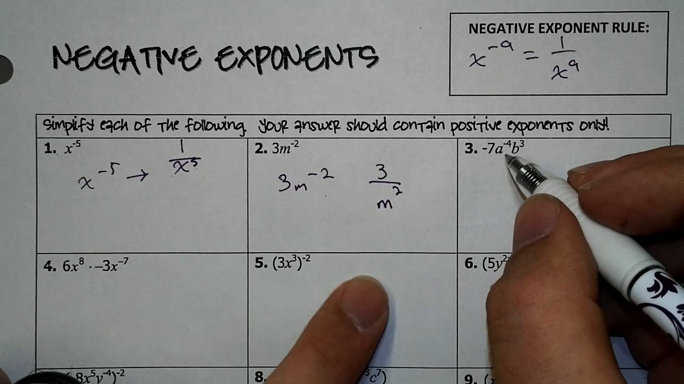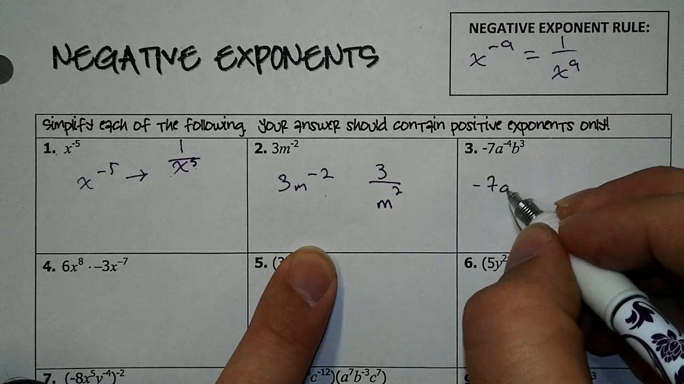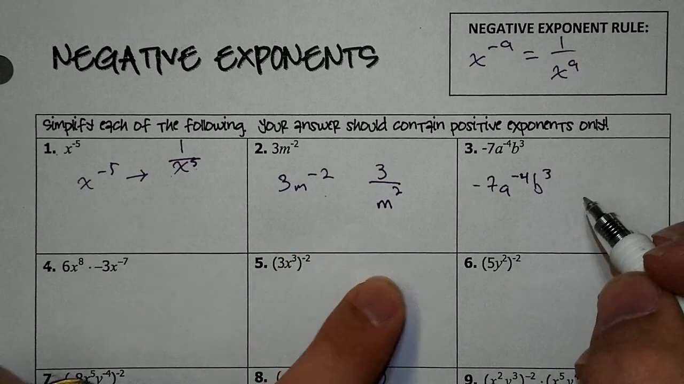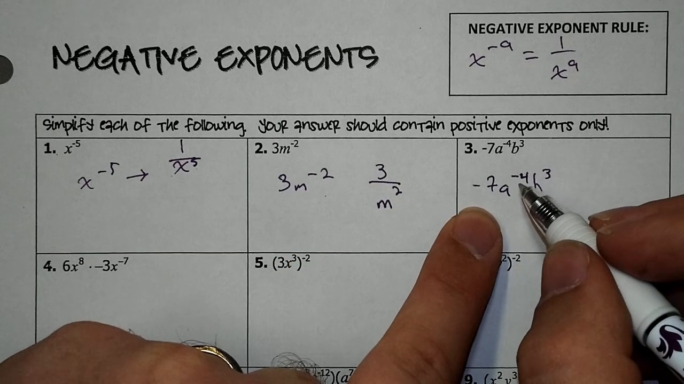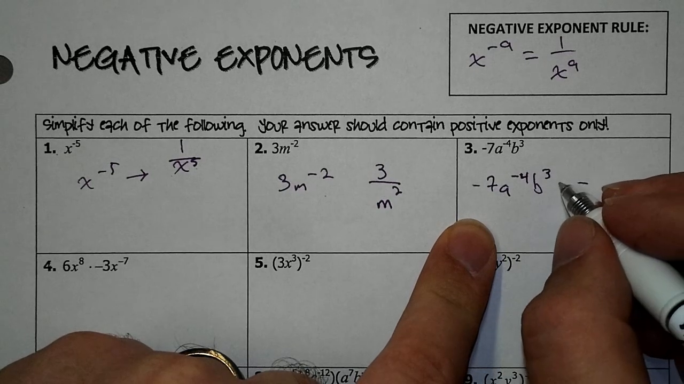Okay, so we have negative 7, a to the negative 4, and b to the third. Take this one step at a time. The only thing being raised to a negative exponent is the a, so this negative 7 is going to stay on top.